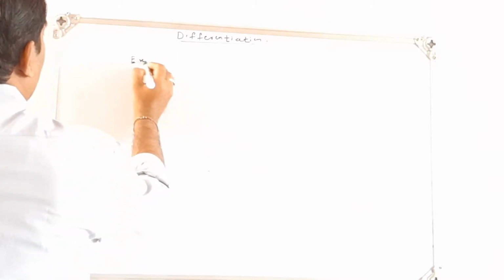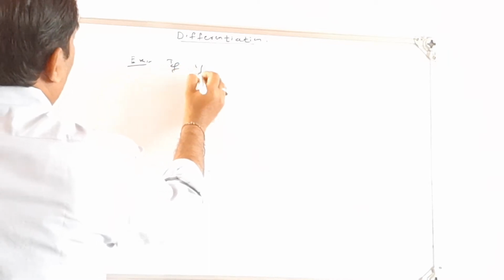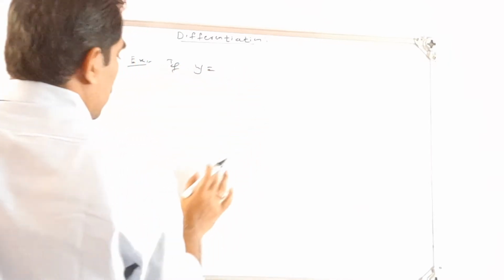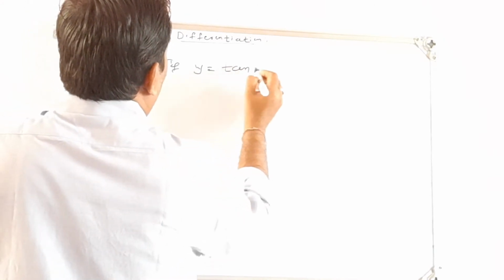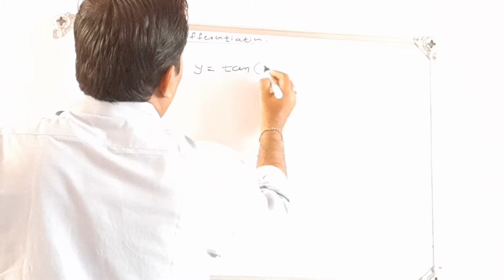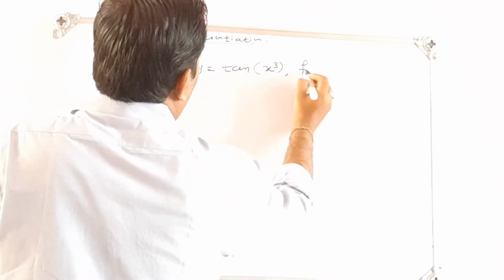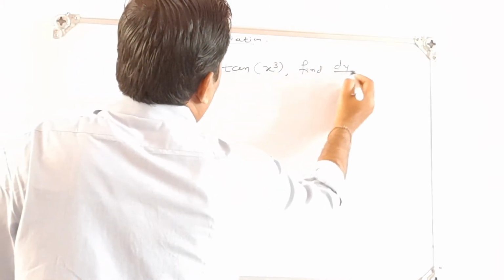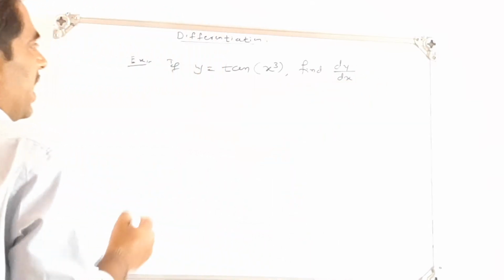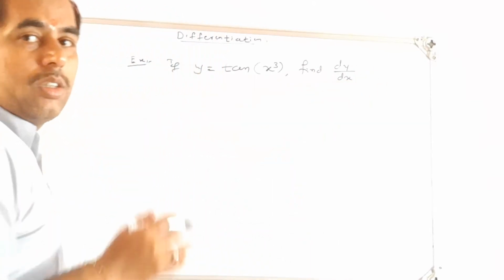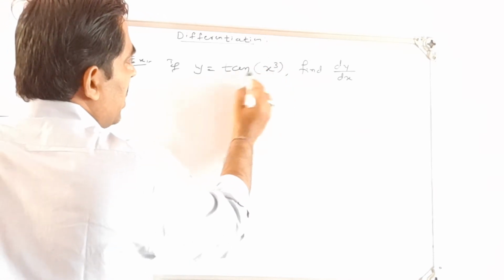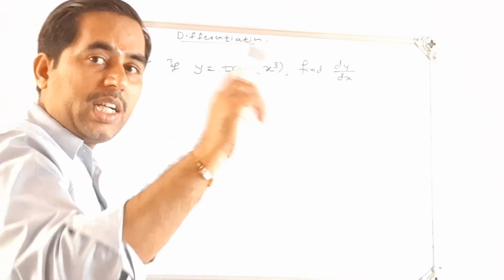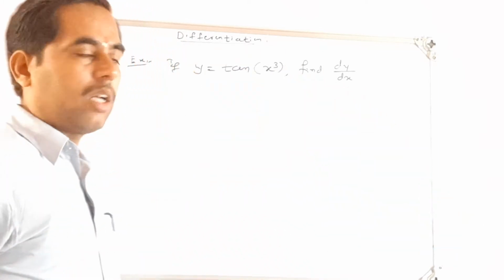Next, consider this. If y is equal to tan of x cube, find dy by dx. A very simple example. Observe here: tan of x cube. If I consider x cube as t, then tan t is one function, and t is a function of x. It is a composite function.